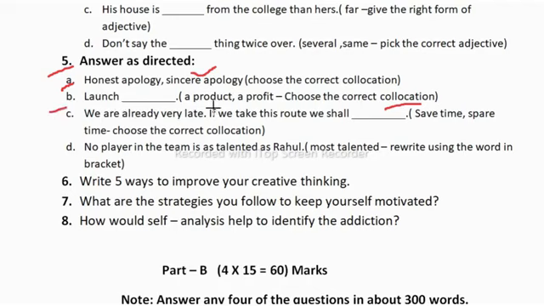Now let's see the next one. Launch dash, a product or a profit. Which collocation will you choose here? We launch a product, so this one will be your correct answer.